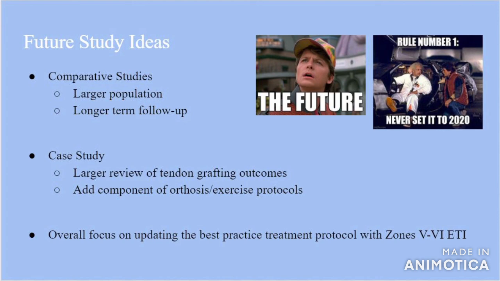It could also be beneficial to track more rigorously the exact exercise and orthosis protocols provided to each patient. Overall, a focus on updating the best practice treatment for extensor tendon injuries of zone 5 and 6 would be beneficial, since many articles identified a gap in consistent and accepted protocols.